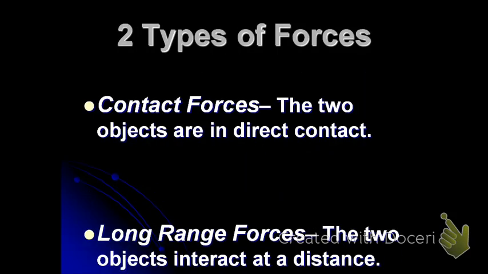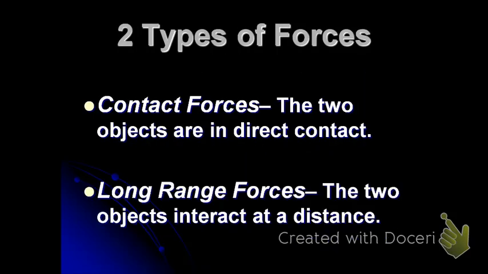There are two types of forces. Forces are either contact forces or long-range forces. A contact force is where the two objects that interact are in direct contact. There's touching. For example, when my hand pushed on the dry ice block, while there's contact, while I'm actually pushing. When my hand is not touching the dry ice block, am I still pushing it? No. Okay, so that's contact force.